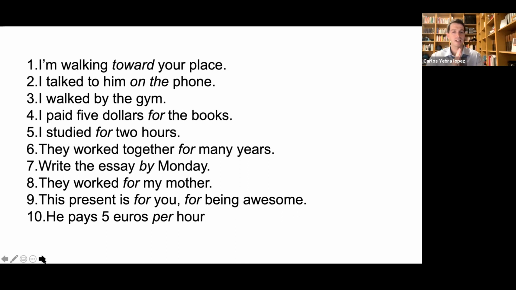Number 5, I studied for 2 hours, meaning estudié por 2 horas. Why? Because we are expressing duration, duración, for 2 hours, por 2 horas. Number 6, they worked together for many years. Exactly the same case. We're still expressing duration. Therefore, we're using por to translate for. Ellos o ellas trabajaron juntos durante muchos años o por muchos años.